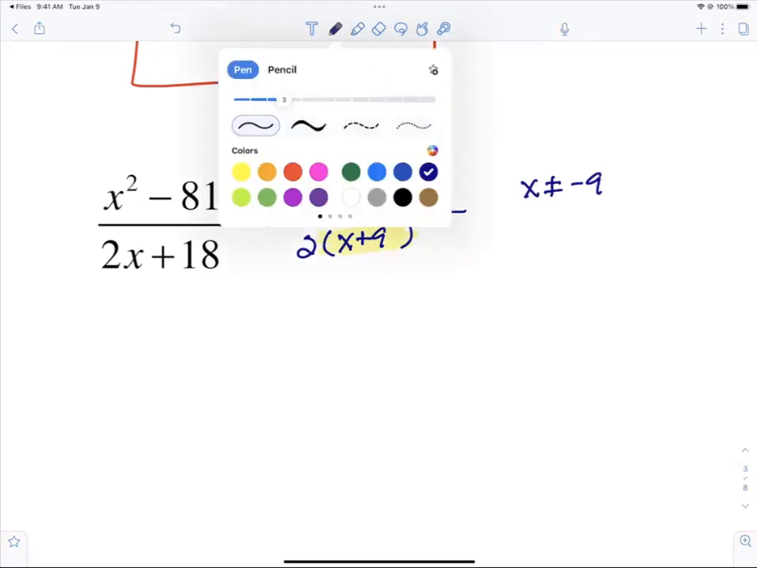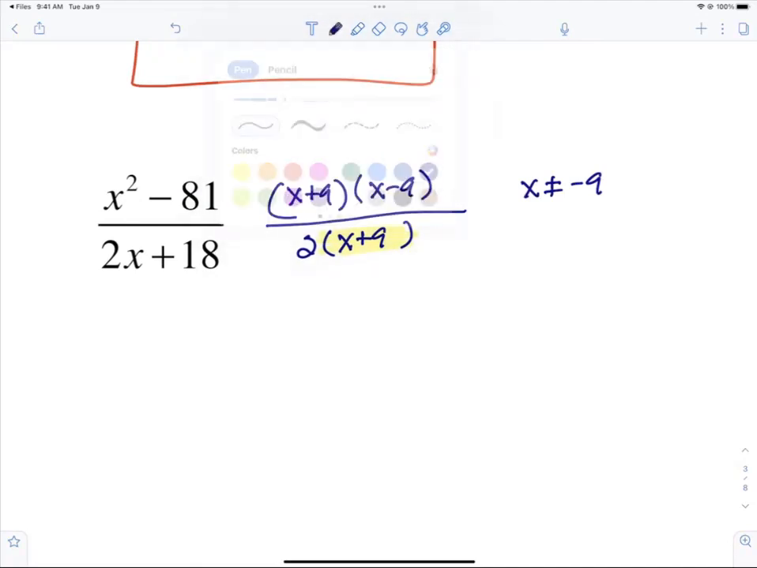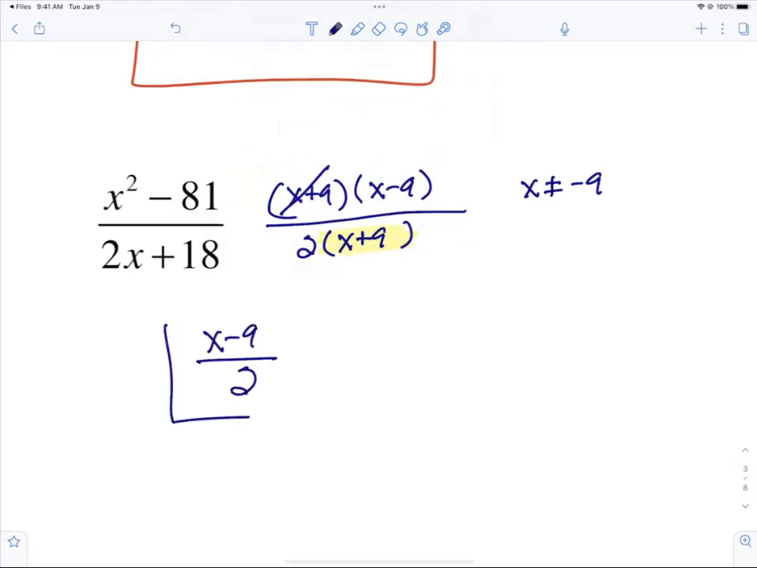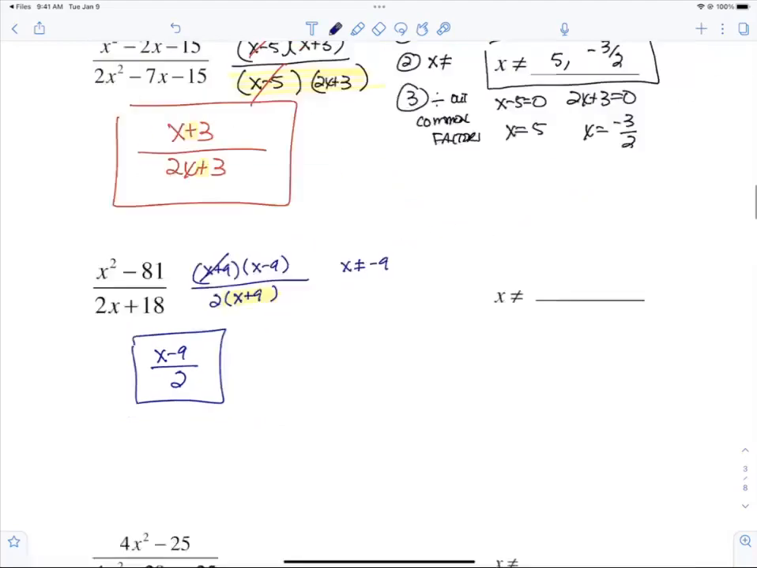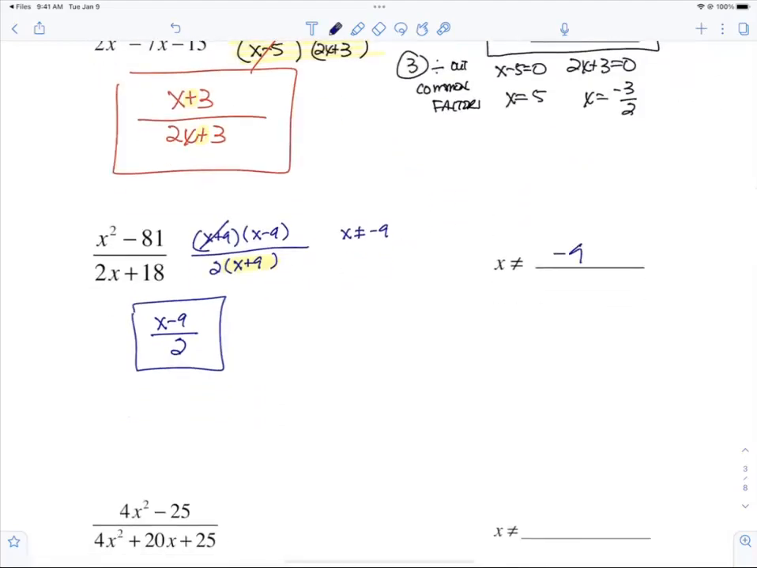So once I've done that, go back and analyze, looking for the same factor top to bottom. X + 9 cancels out. So what's left is x - 9 over 2. That is your simplified expression. X is not allowed to equal -9.